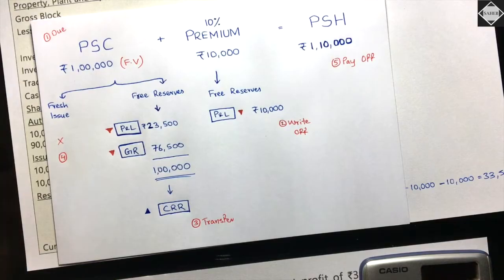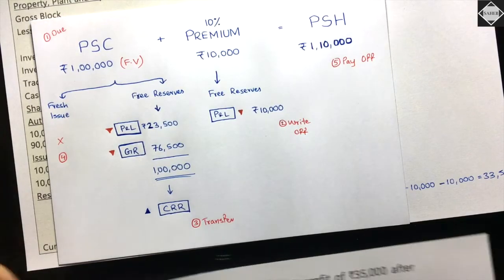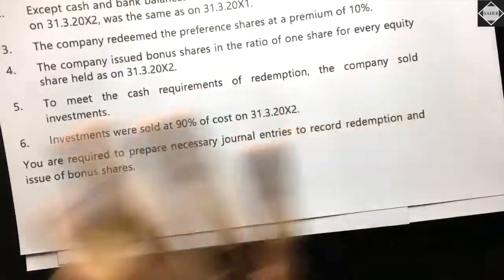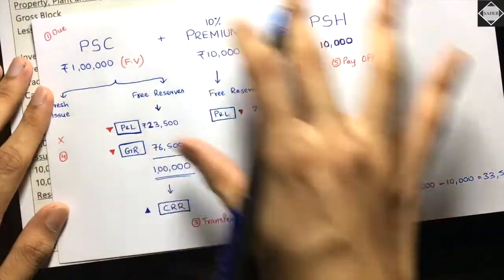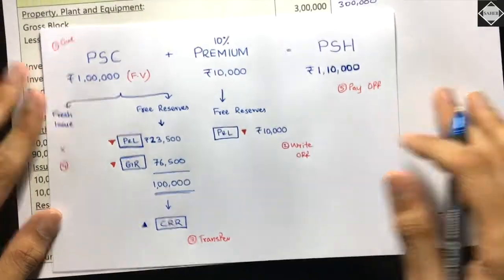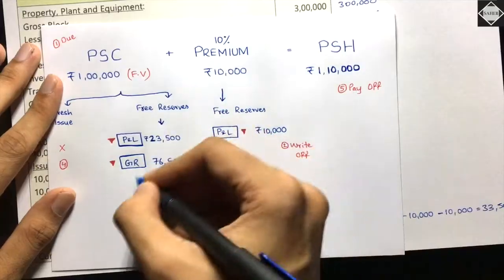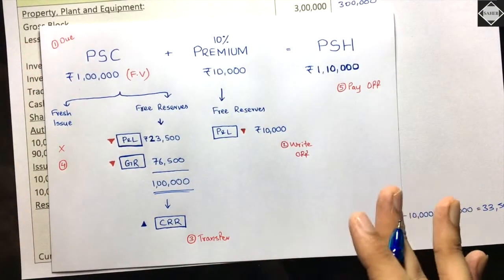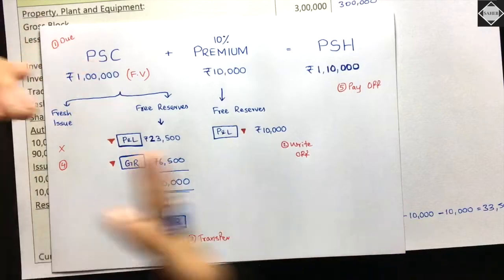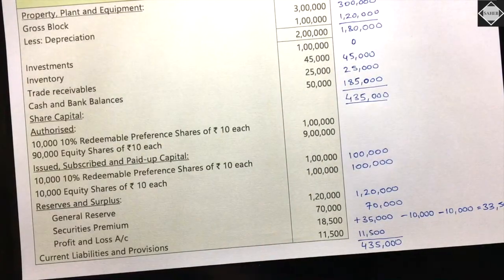And then there is also an investment entry in this question, because investments were sold. That is just to manage the cash. Don't worry, it's not connected. This investment thing is not connected over here. This is section 55. Just to arrange the cash, investments have been sold. Don't think that somewhere investment will come here. It will not come. Cash management is separate, section 55 is separate, and replacement of capital is separate. Is that clear? Right, so now let's see the journal entries.